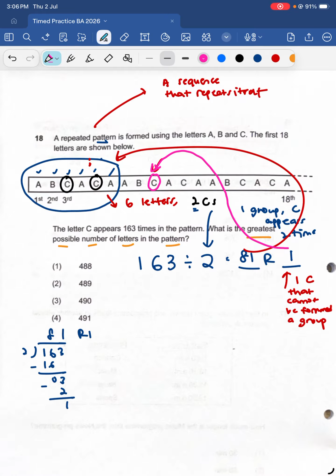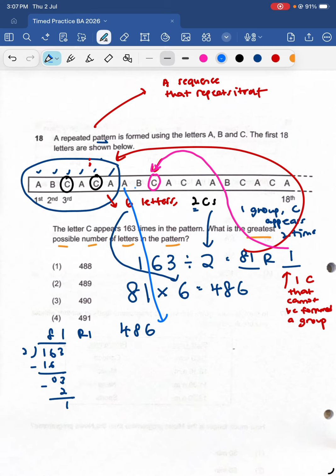But they are asking what is the greatest number of letters in this pattern? So the next step is, I know I got 81 groups. And I know that one group there are 6 letters. So never mind, I find the 81 groups first. Then I will have 486 letters. It's not found in our options because we know that they are asking about greatest. So after this 486, what I can do is I can still add one more letter here, another letter here, and this C.